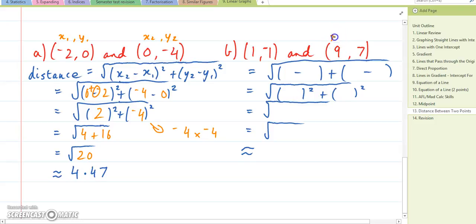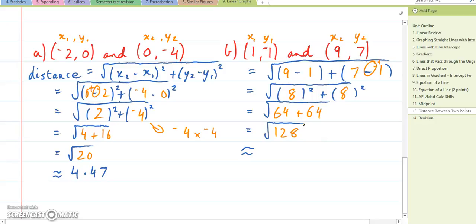Let's do the same thing. So we'll call these x2, y2, and x1 and y1. So my x2 value is 9 minus 1, and y2 value is 7 minus negative 1. Of course, this becomes a plus. 9 minus 1 is 8, and 7 plus 1 is 8. 8 squared is 64, and 64. And that's going to get us to 128.